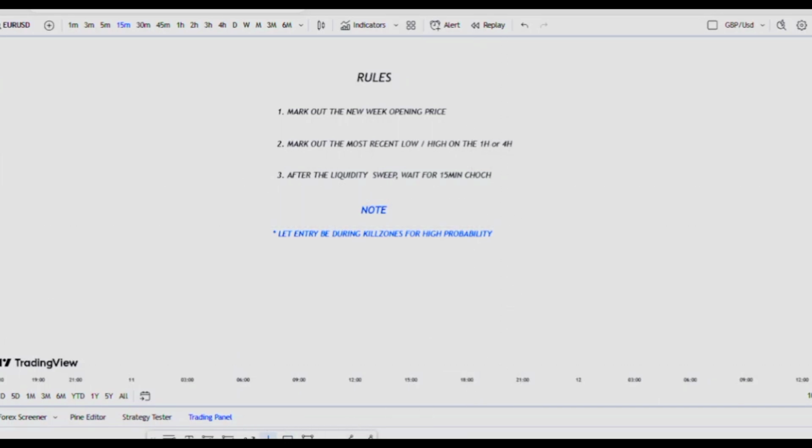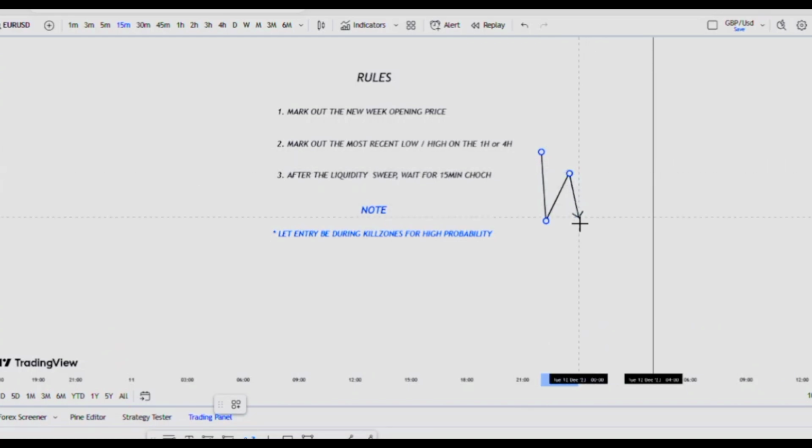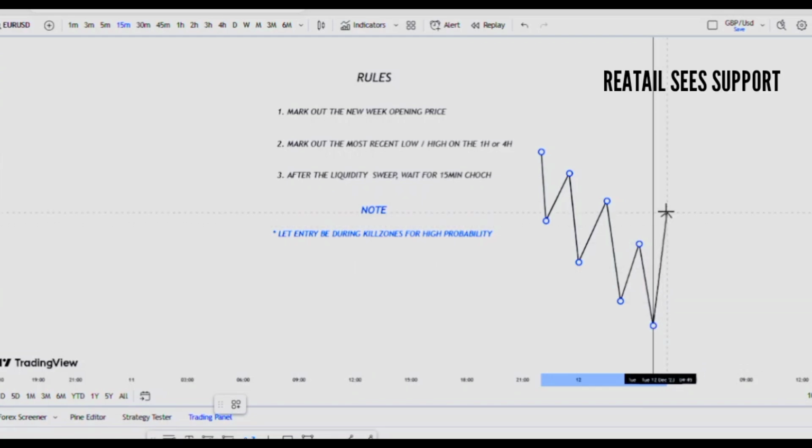So let me just illustrate that. Once the market opens, you mark out the new week opening price. Once you do that, let's say the market is bearish. So higher high, lower low, lower high, lower low, lower high, lower low. Okay, so when price opens, you want this high to be taken out.